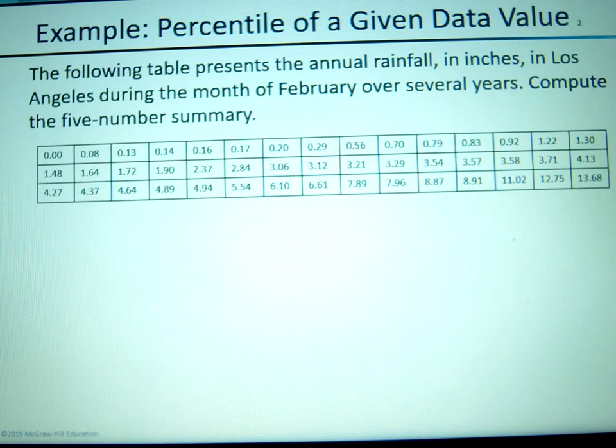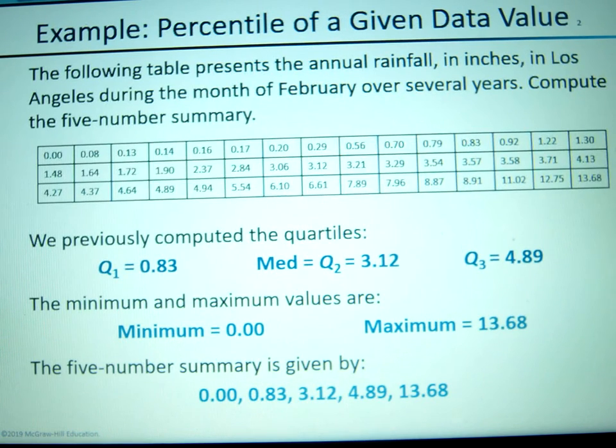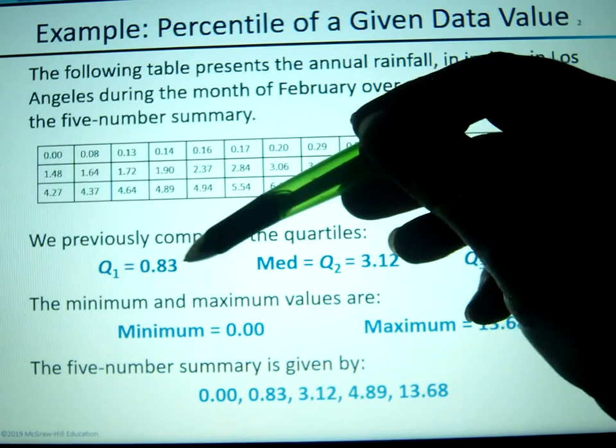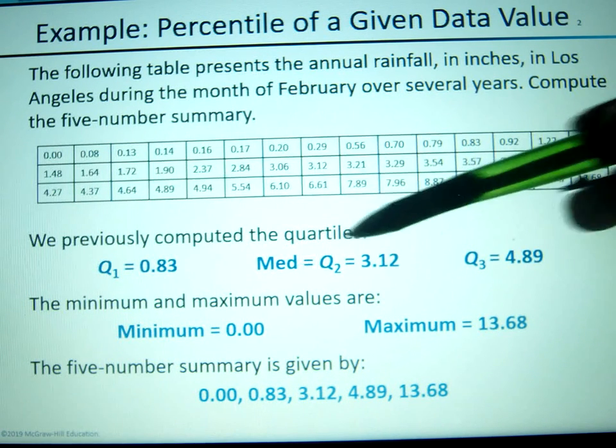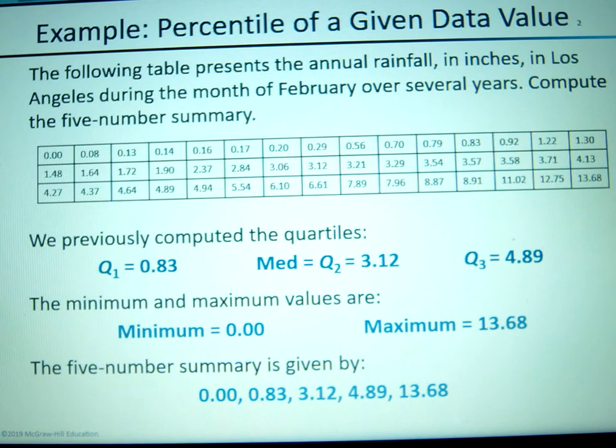So again, we have our chart about our rainfall. And we already said before that we had our first quartile as 0.83 or 83 hundredths. Our median or second quartile is 3 and 12 hundredths. And our third quartile is 4 and 89 hundredths. Now, we can get the minimum by looking at the first number and the maximum by looking at the last number since they are already in order. So our 5-number summary would be our minimum, our Q1, our Q2 or our median, our Q3, and our max.